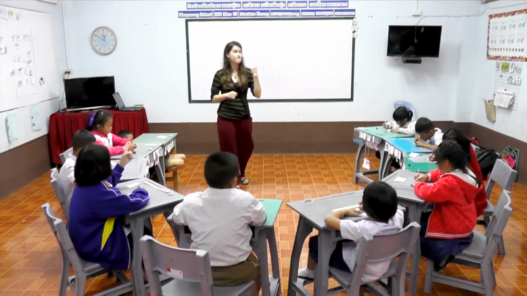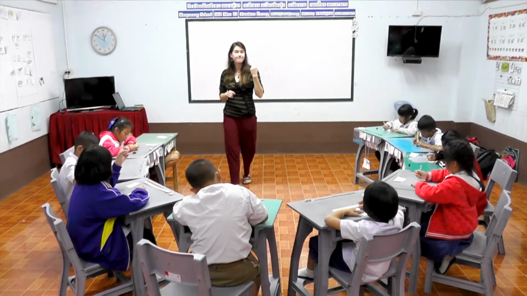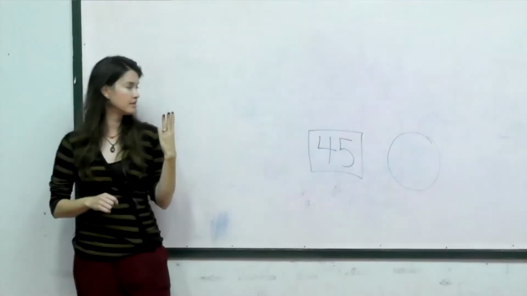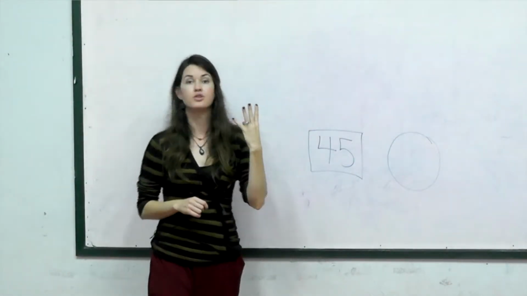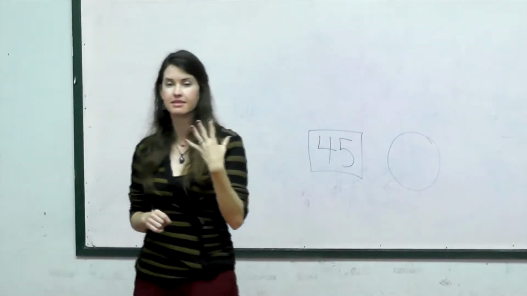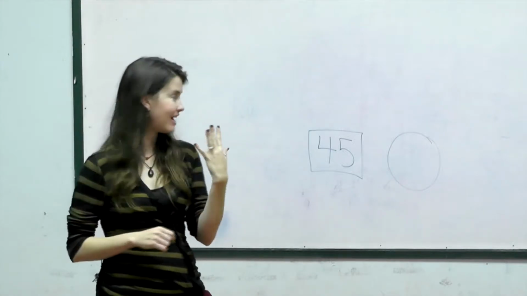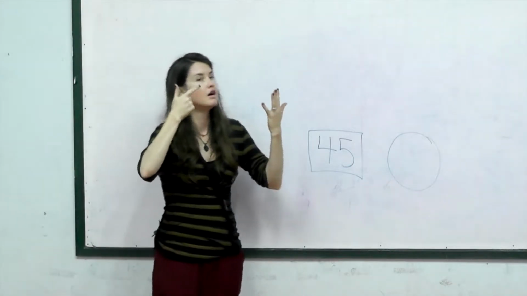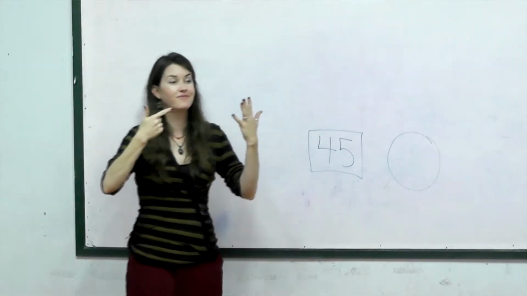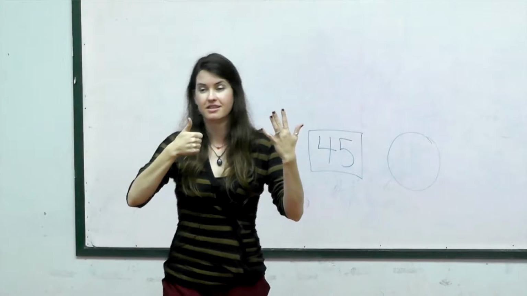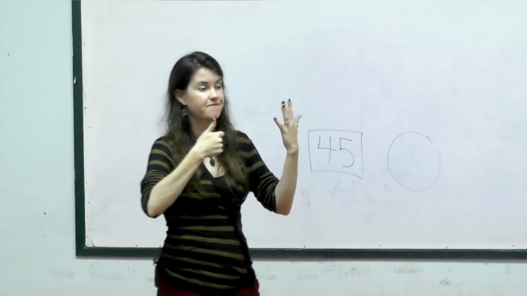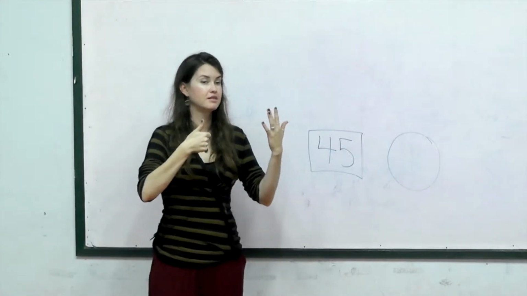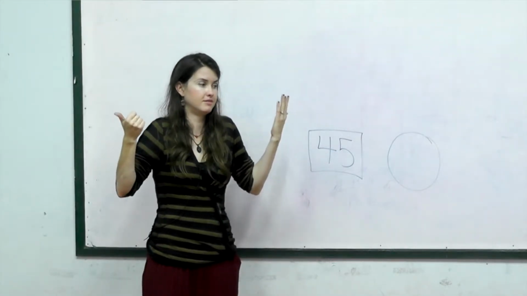7, 14, good. 21, 28, 35, 42. 56 is a little bit higher. Stop. Why are we stopping?